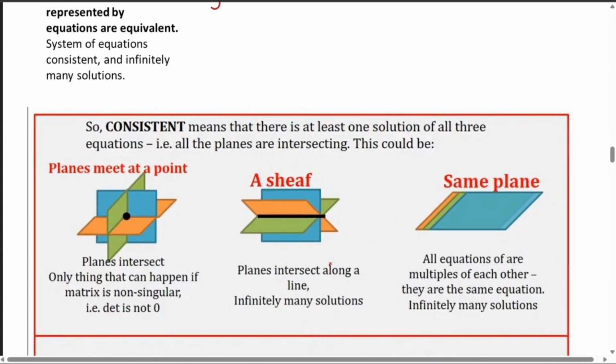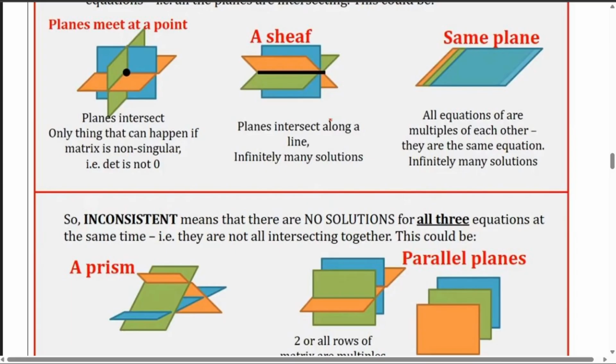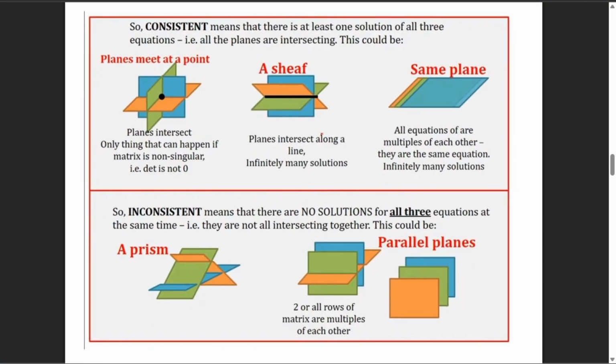Okay, so this is just a bit of a summary to help you picture and think about what's going on here. So consistency means there is at least one point where all the planes meet. So they can either meet at a single point, they can meet along a line, which forms that sheaf, or they are the same plane, which means that any point that you pick on that plane would be an intersection point. And then inconsistent means there is no solution for all three. So two of the planes could have a solution and another two planes could have a solution, but all three will never meet at the same point.